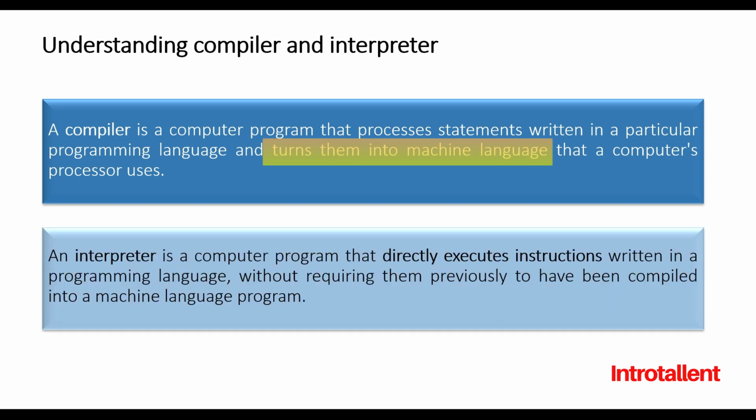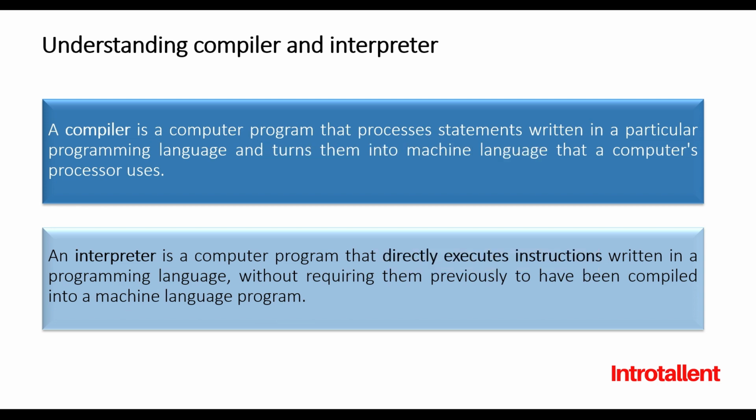On the other hand, if you see the interpreter is also a computer program, but it directly executes the instruction written in the programming language. Interpreter doesn't need to convert the program or transform the program into machine language. It can directly execute the program. So that's the difference between compiler and interpreter.